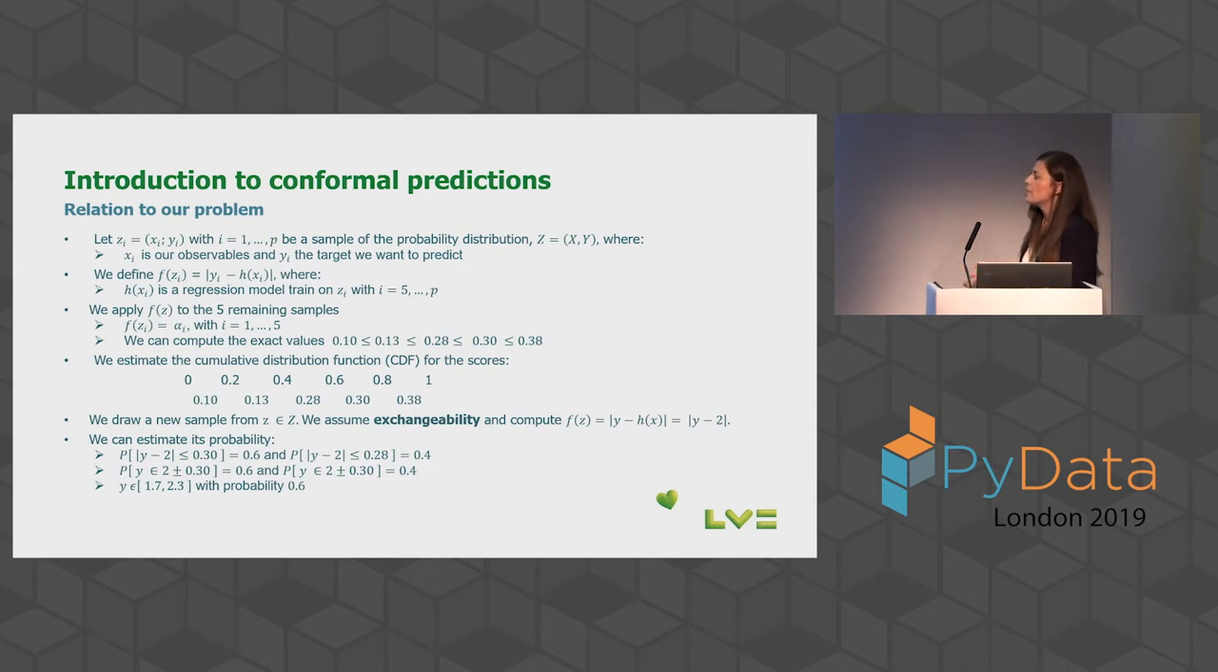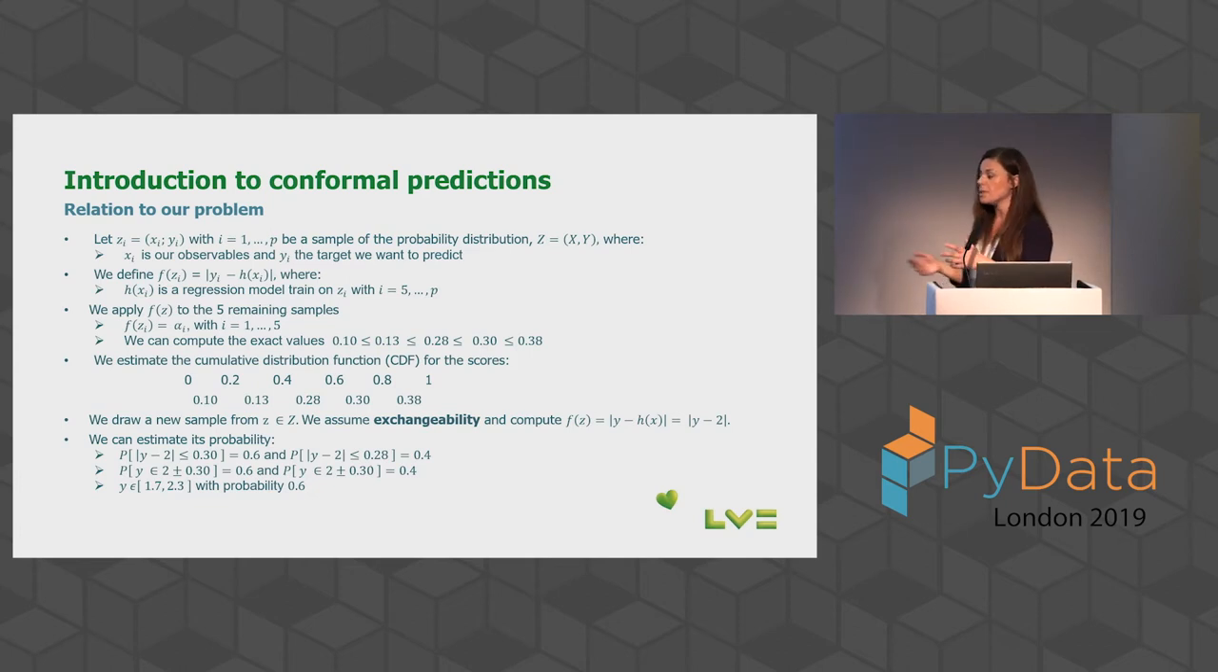This time we are able to get the numbers because we know the true solution, and we also have a regression model that we have already trained with our data. And then again, we use a little bit of imagination and estimate the cumulative distribution function. Then we draw a new sample and score it: the absolute value of the true answer minus -2, which is the prediction of our model. And this time we can really get the probability, because we know, based on the cumulative distribution function of these scores, that the error of this prediction is going to be, for example, smaller than or equal to 0.3 with a probability of 0.6.